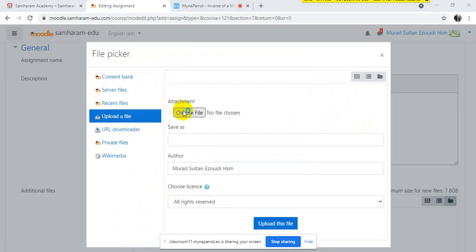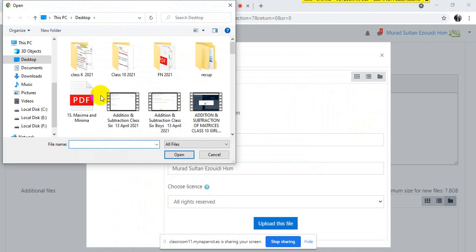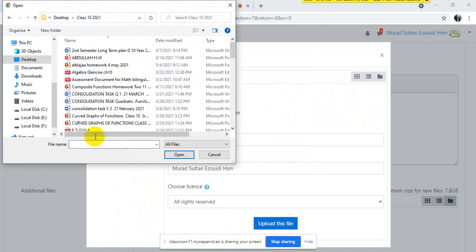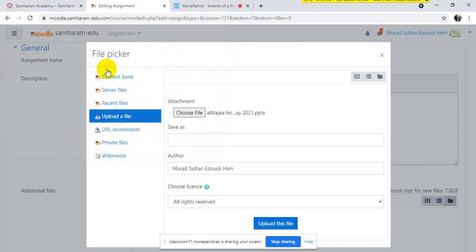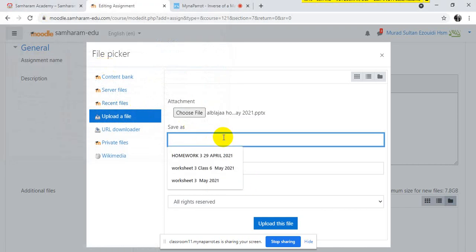I will go to the grade 10 folder, isn't it? We hope this one, homework 4. But here I will save with another name, for example, homework 4, between parentheses 4 May 2021. Clear? Now I will tell it to upload.